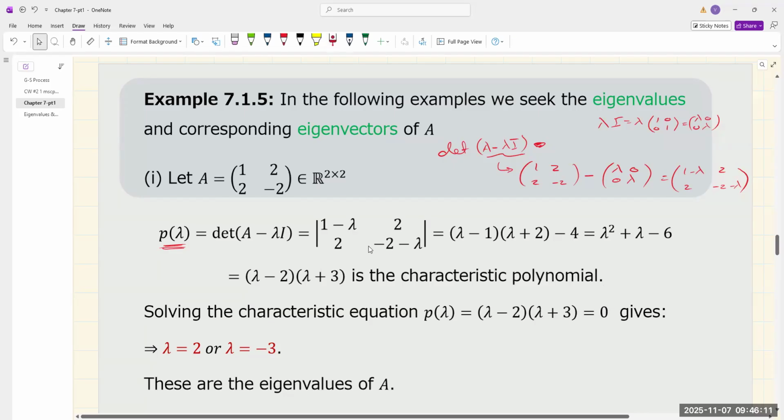Okay, so we'll stop there for today. Next time we'll look at this, the ideal case, two different eigenvalues. Next time we'll look at what goes wrong. Okay, are there any questions?